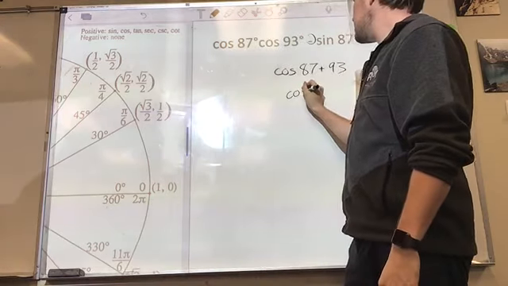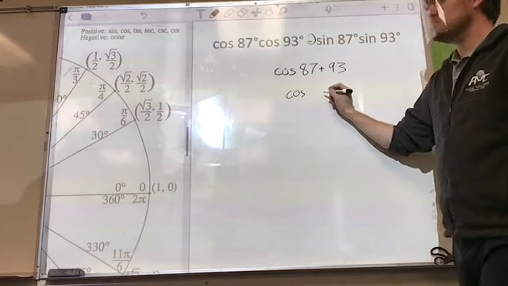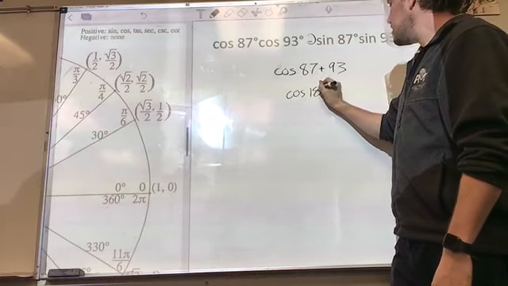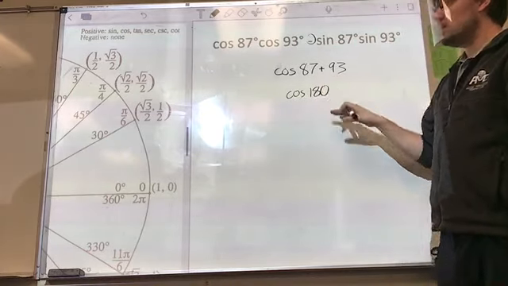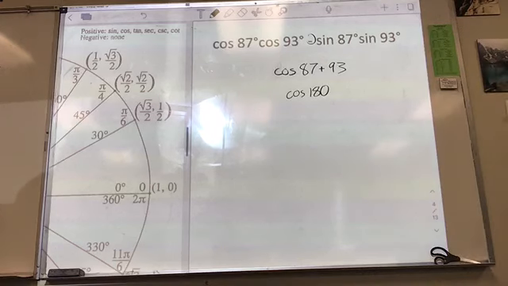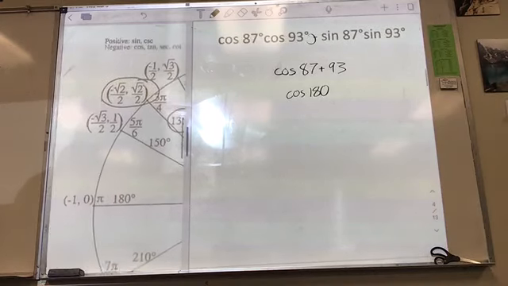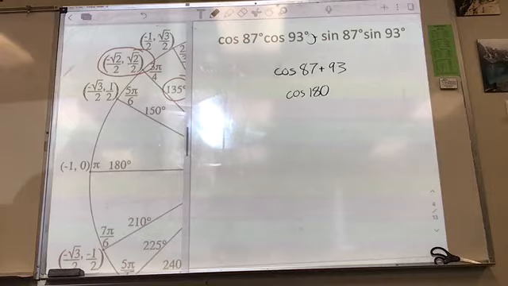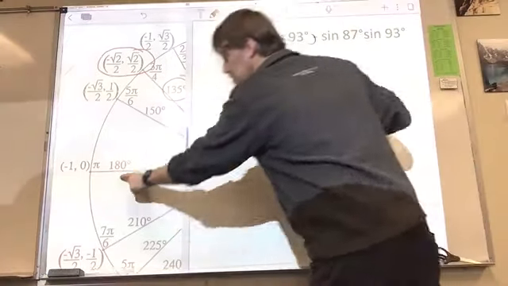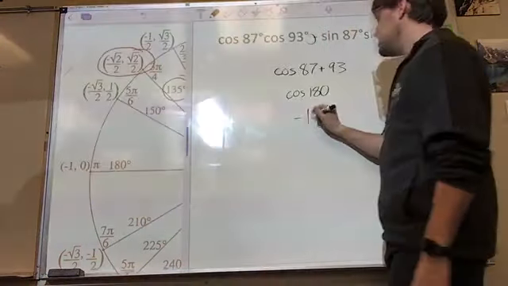Cosine of what? 180. And now you tell me what the cosine of 180 is. So going on our unit circle, if we go over here to 180, the cosine, which is the x value at 180 degrees, my answer is a -1.